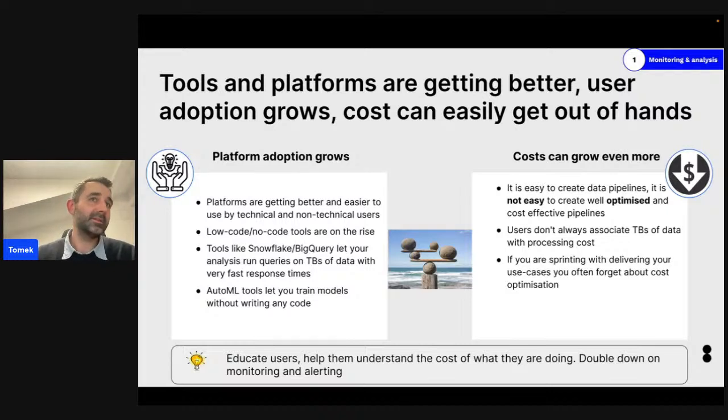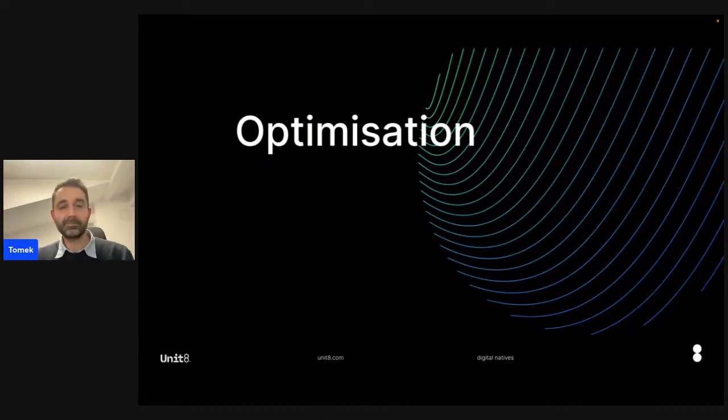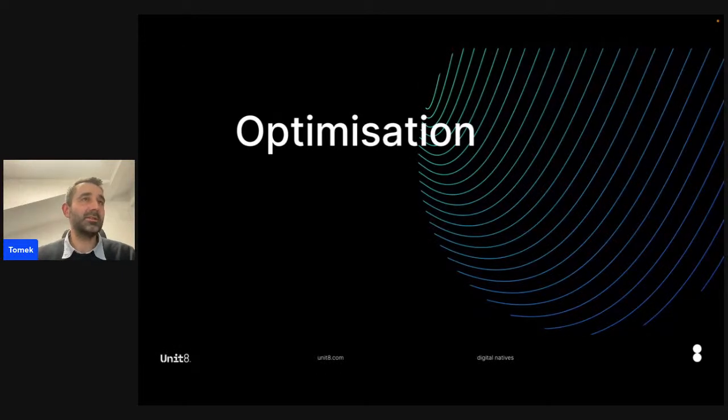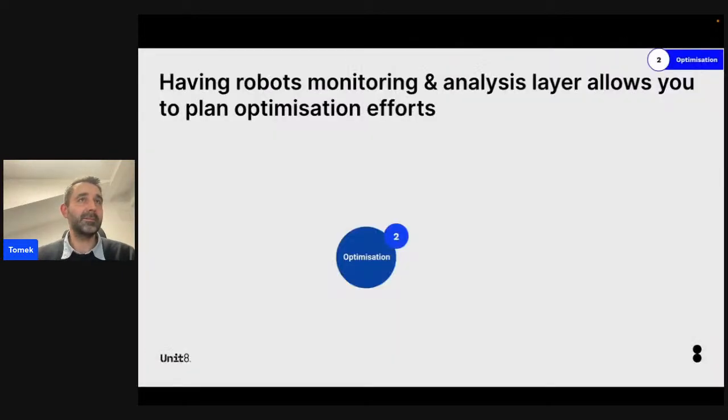And here you also need to double down on monitoring and alerting. You need to be on top of the costs that more users are generating on your platform. Okay, so now let's quickly look at how you can actually optimize some of your workloads.